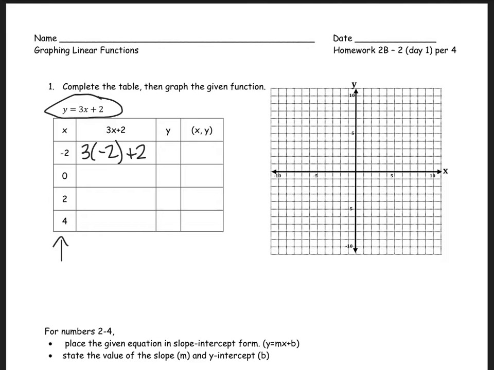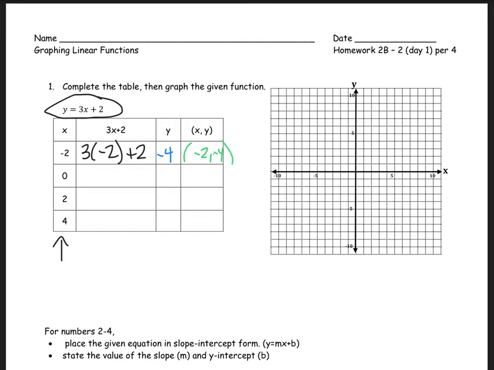evaluate the expression, for instance, 3 times negative 2 plus 2, and out is going to pop your y value. So when I plug in negative 2, I should get negative 4 as my y value. So that means my coordinate is negative 2, comma, negative 4.